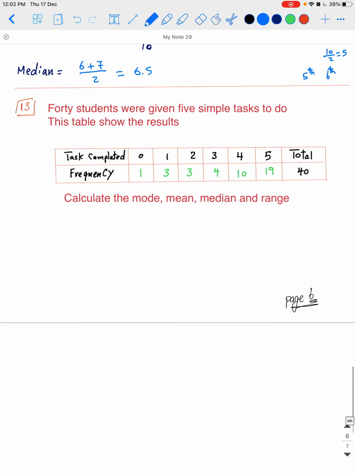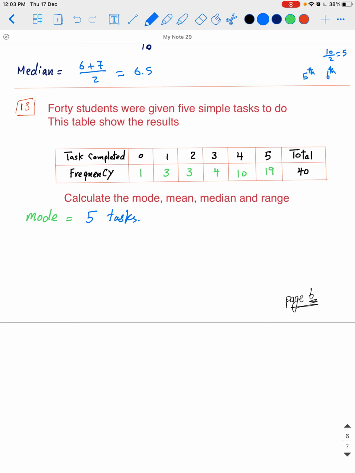So let's complete. Here also we need to calculate mode, mean, median, and range. Mode, as we said before, is the most repeated value, the value that has the greatest frequency. What is the greatest frequency here? 19. The greatest frequency is 19. So the mode is 5 tasks, because 5 tasks has the greatest frequency, 19.